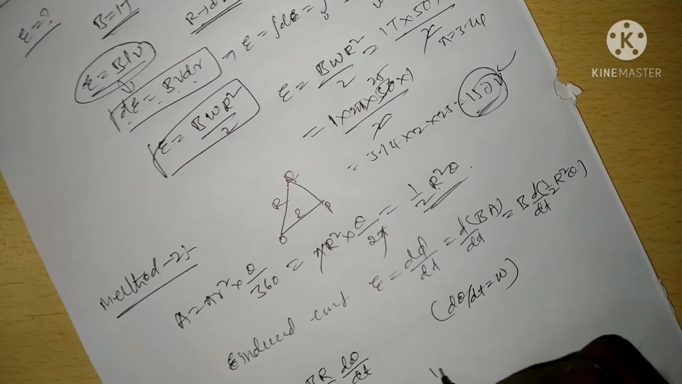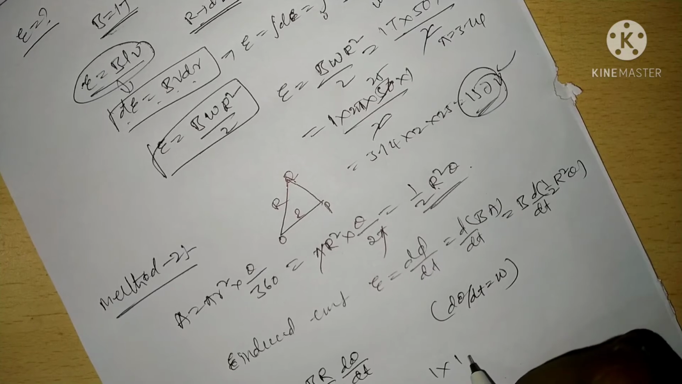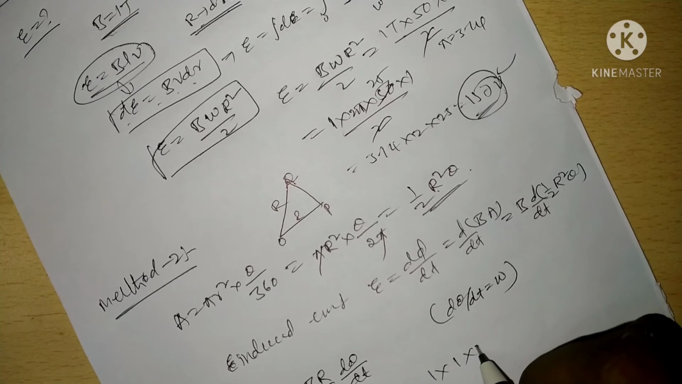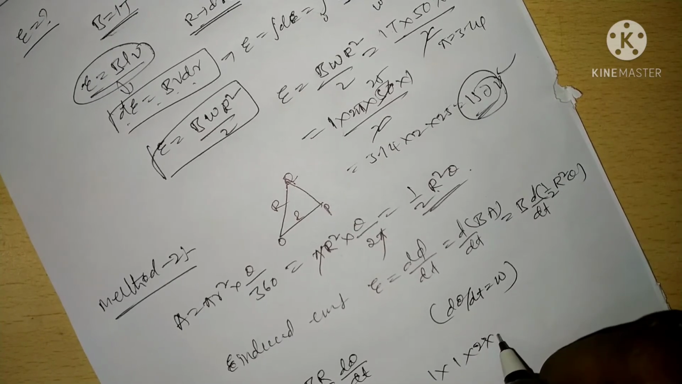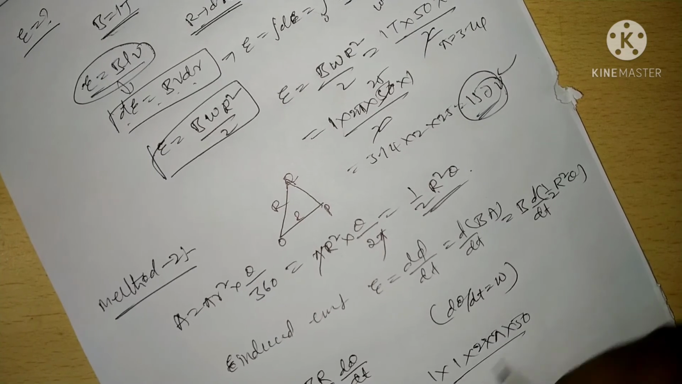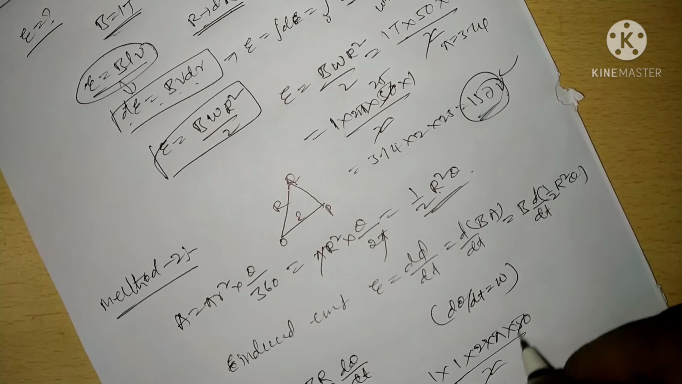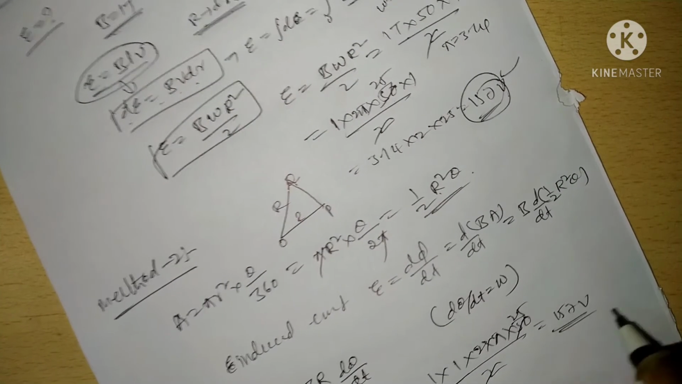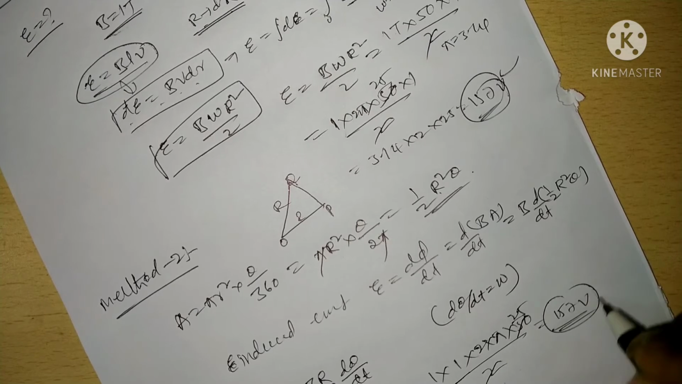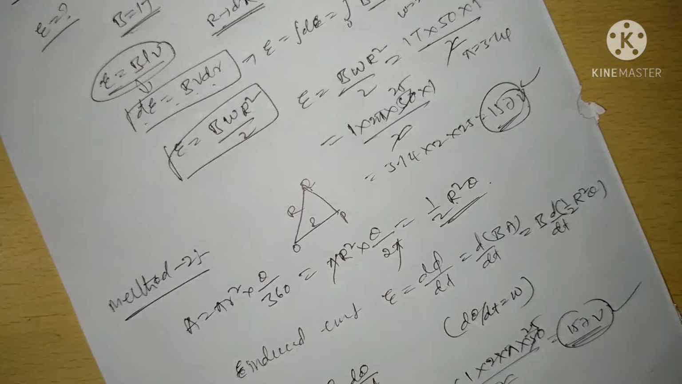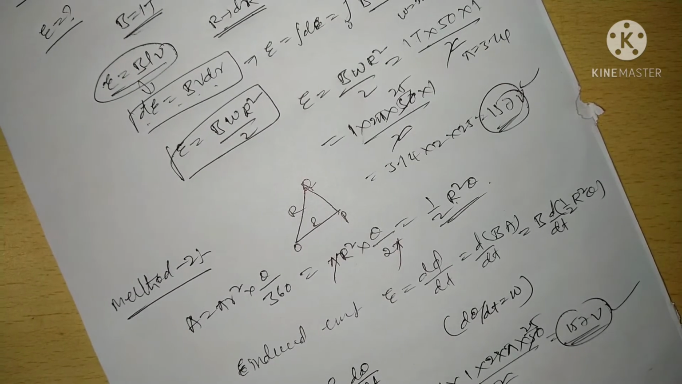What is the magnetic field? 1 Tesla. R is equal to 1 meter, into omega equal to 2 pi f. 2 pi f means 2 into pi into f, which is 50 by 2, we get 25, the same 157 volts. This is the first problem with two methods, method 1 and method 2, to find the induced EMF.